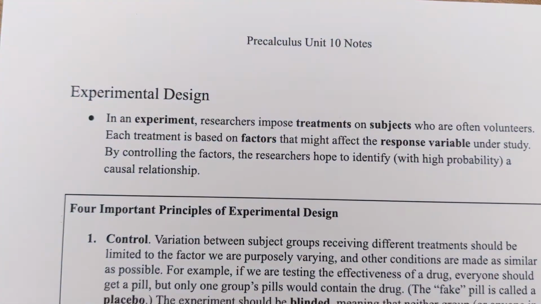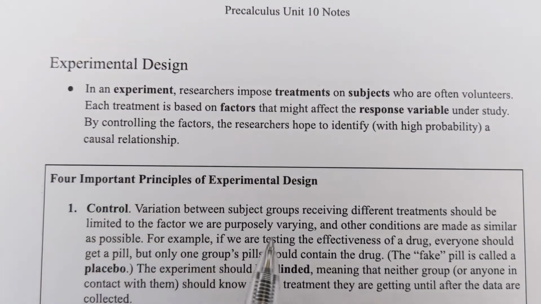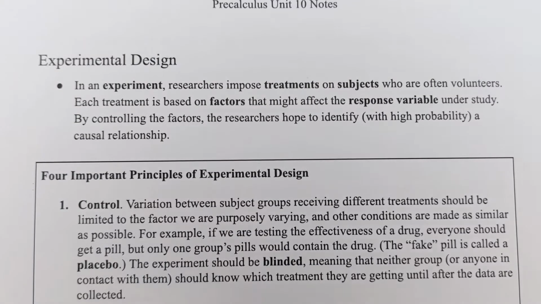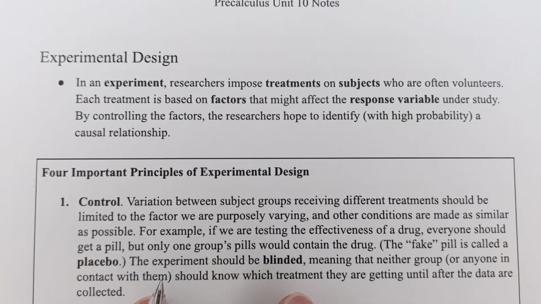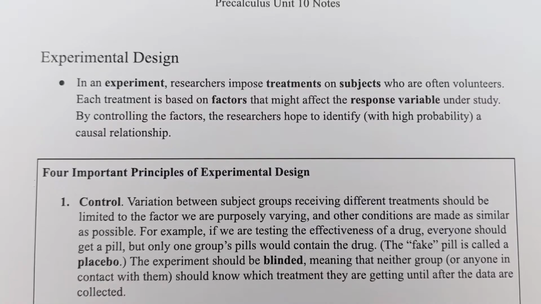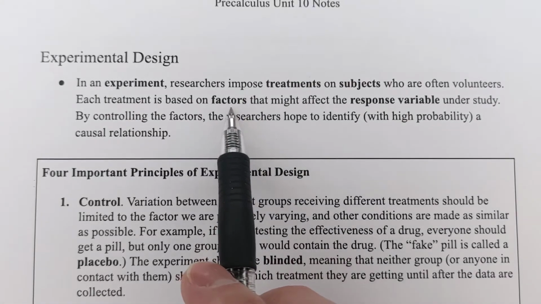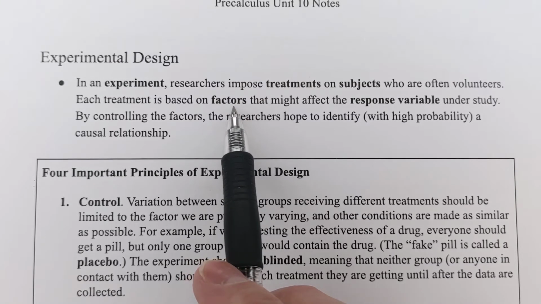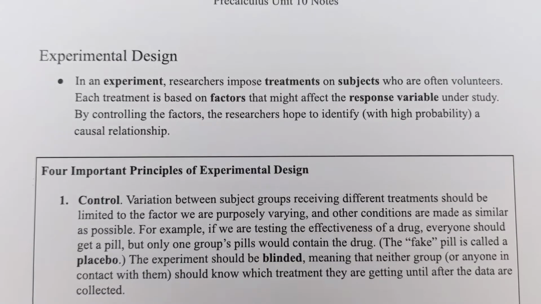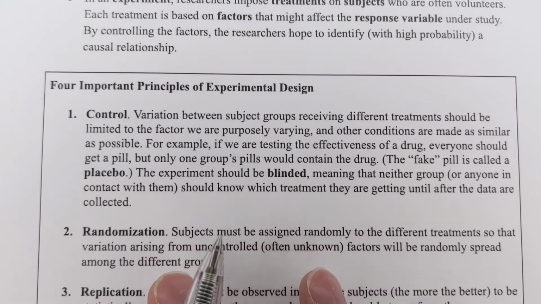All right, experimental design. So in an experiment, researchers impose treatments on subjects who are often volunteers. Each treatment is based on factors that might affect the response variable under study. So a treatment would be testing a vaccine. Your subjects would be the people you're giving the vaccine to. The factors you're controlling for would be age, race, gender, things like that, and how that may affect what you're trying to study.